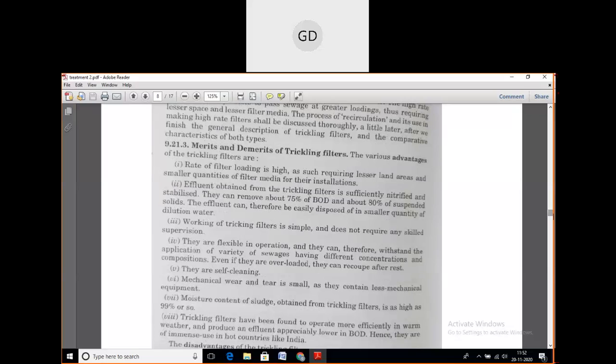They can remove about 75% of BOD and about 80% of suspended solids. The working of trickling filters is very simple and does not require any skilled supervision. They are self cleaning, and the mechanical wear and tear is small as they contain less mechanical equipment. Many more are there, so you read out the merits and demerits of trickling filters.